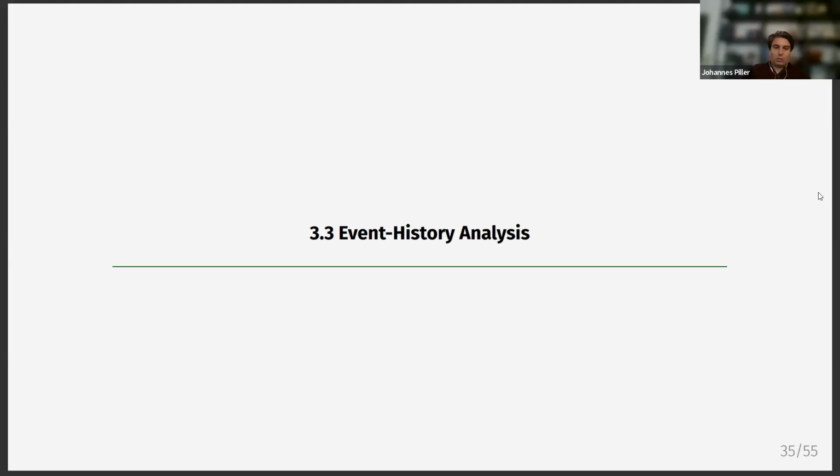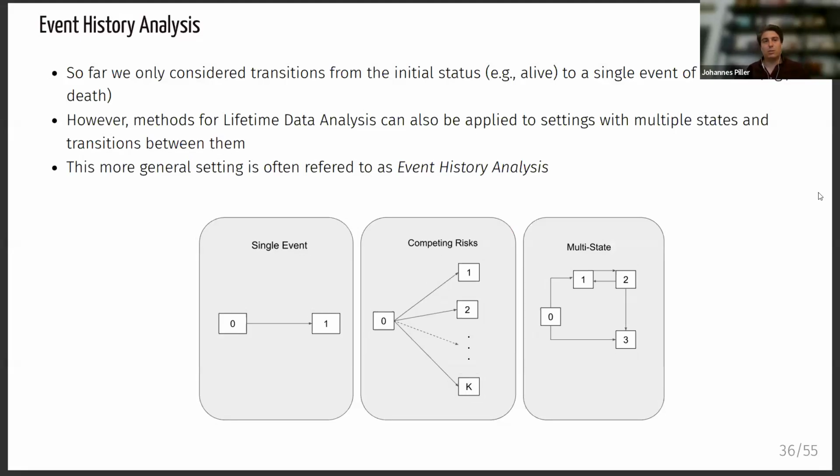Okay, and this concludes the non-proportional hazard section. Let's come to our last nitty-gritty detailed section, the event history analysis. First of all, let me give you a quick overview of what we did so far. So far, what we considered was single event data, for instance, death or accidents in the fire brigade example, and so on.